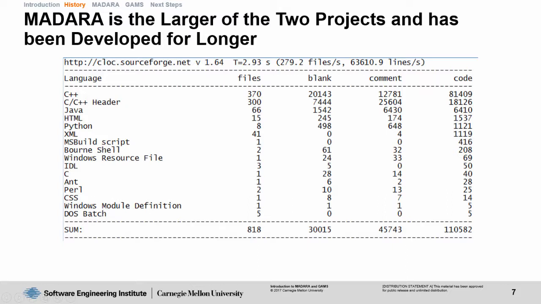MADARA is the larger of the two projects between MADARA and GAMS and has been developed for longer. In the code base, you're looking at about 110,000 lines of code with about 45,000 lines of commenting.